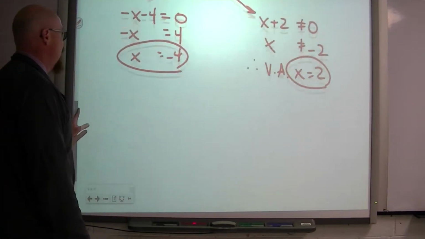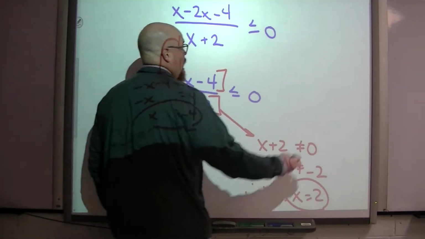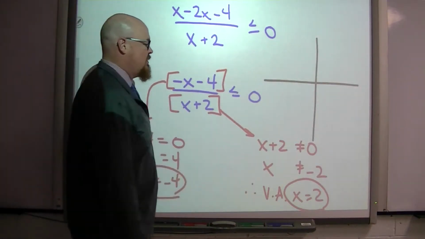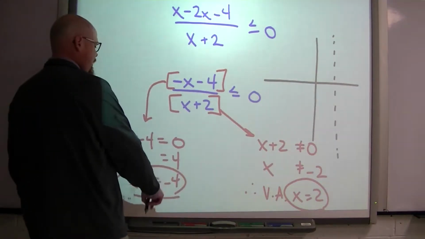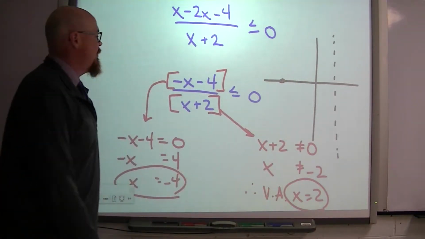Okay? So, I could draw a quick sketch of this, I suppose, while I'm at it, might as well. Here's what we know. We've got a vertical asymptote at negative 2. We'll put that over here. We've got an x-intercept at negative 4, which we'll put over here.